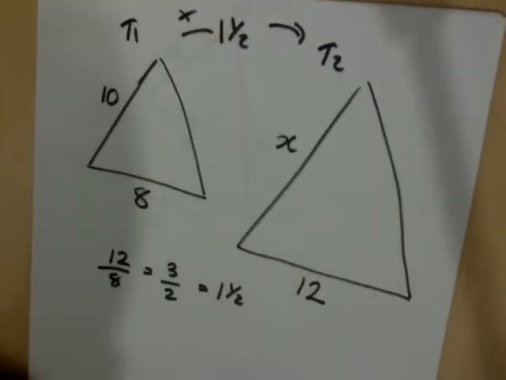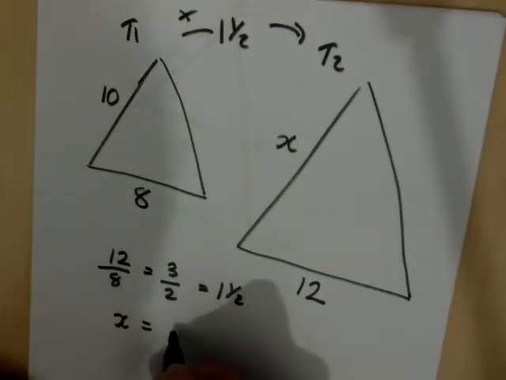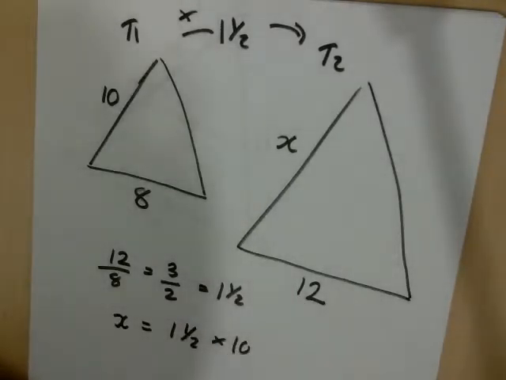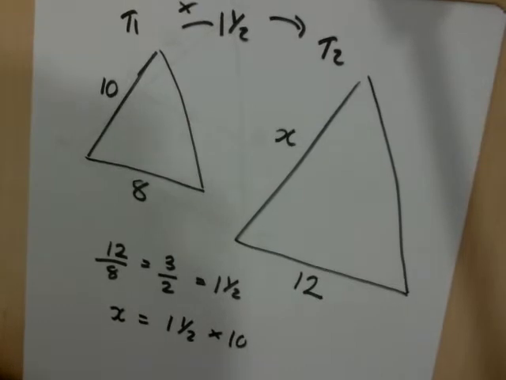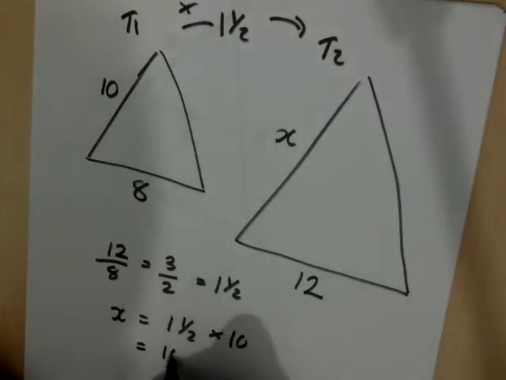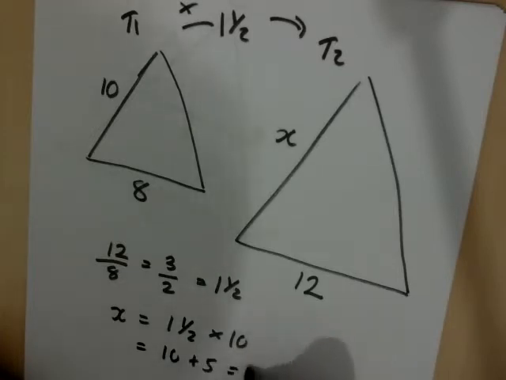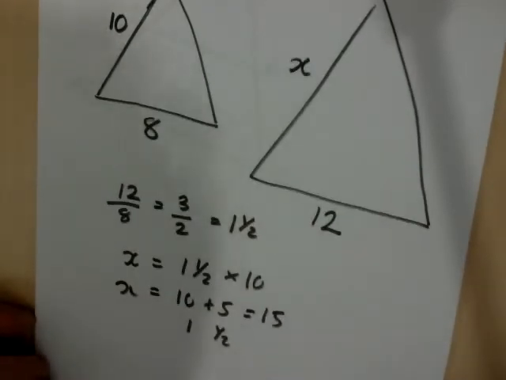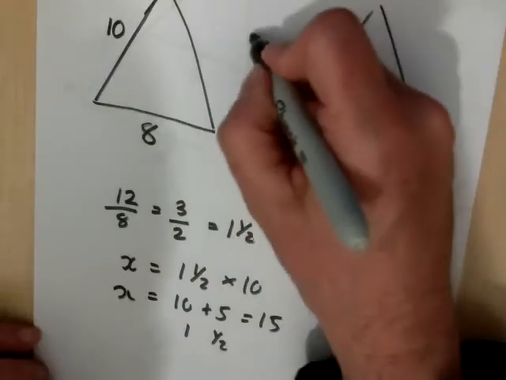So to find the missing side X, then we know that X will be 1.5 times 10. Now I've covered this in other videos, but I'm going to do 1.5 times something. That will be 10 plus a half of 10. There's the 1, there's the half. So X will be 15.